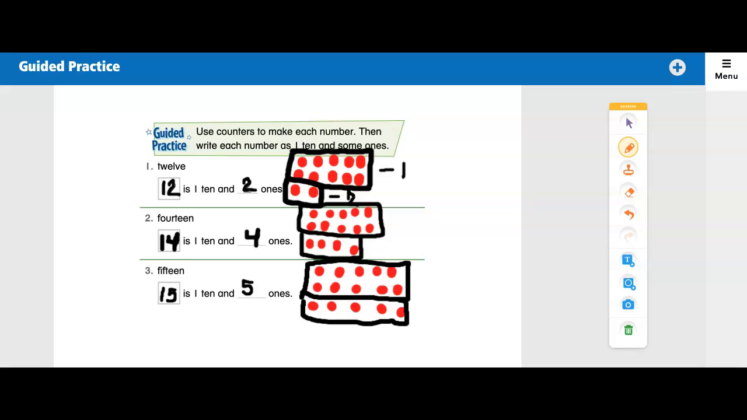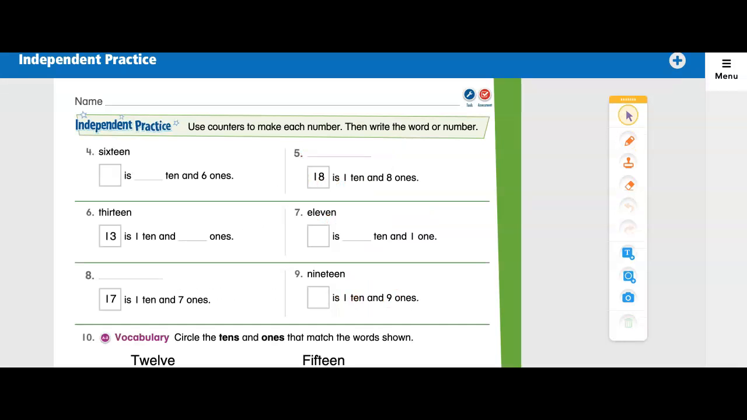Now let's look at your independent practice for the rest of your lesson. For your independent practice, beginning on page 327, you will need to pause the video to work on these equations. For numbers 4 through 9, it says use counters to make each number. Then write the word or number. Just like we did in our solve and share and our guided practice, it wants you to make each number. And again, if you don't have counters, you can just use your pencil.